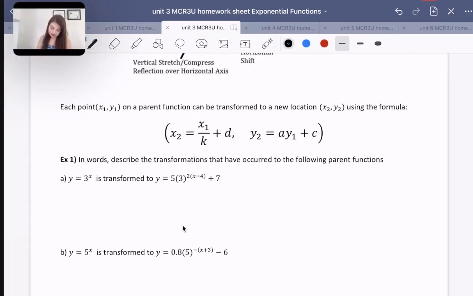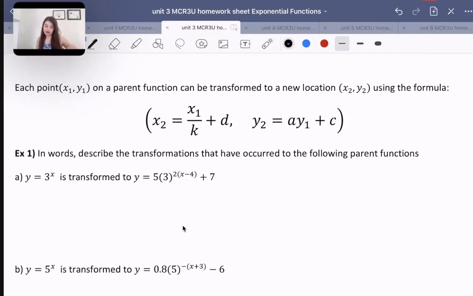Here it says each point (x, y) on a parent function can be transformed to a new location using this formula. And this is actually the same formula from previously. This is just review as well. This is our formula that we could use.